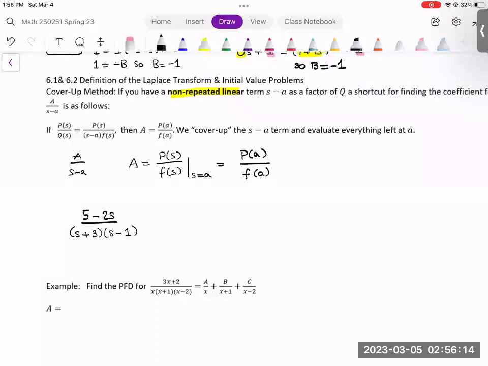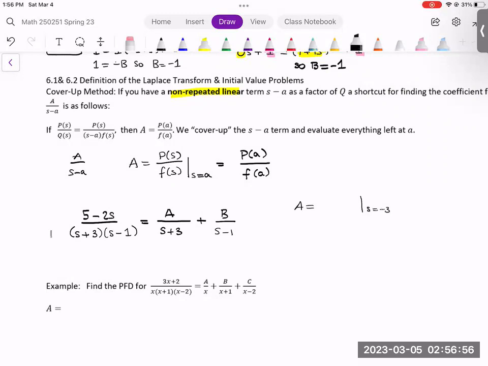All right, so let's do just a couple of examples of this. Okay, so for example, if we have an expression like 5 minus 2s over s plus 3 times s minus 1, our partial fraction decomposition has just two terms in it, one for the s plus 3 term and one for the s minus 1 term. Notice that each of these factors in the denominator is not repeated, so this method applies. So this is saying that to find A, we see the 0 of that denominator. So we're going to be evaluating where s equals -3.